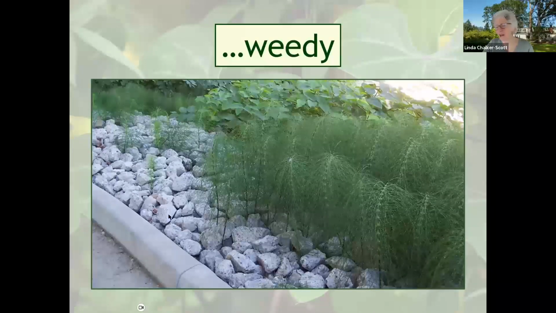And these are fist to football sized pieces of cobble here. And there is just literally no way to weed this, because it's a heavy mass of stone, but with sufficient light and sufficient moisture, you're going to have all kinds of weeds pop up. So this is not a desirable outcome at all.